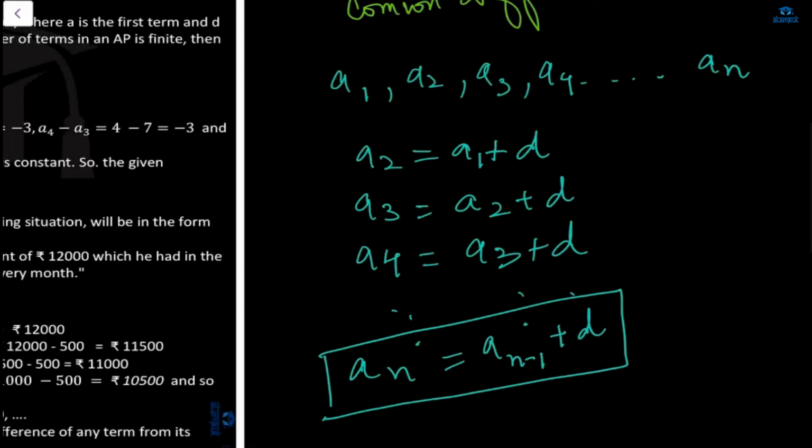If I tell you the first term of an arithmetic progression, AP, and I give you the common difference, you can find the complete arithmetic progression series. How? You know the common difference, so to the preceding term you add it and you get the next term. If I tell you A1 is 2 and the common difference is 3, then 2 plus 3 gives 5. Then again you add 3 to 5 and get 8, and again add 3 to 8 and you get 11.